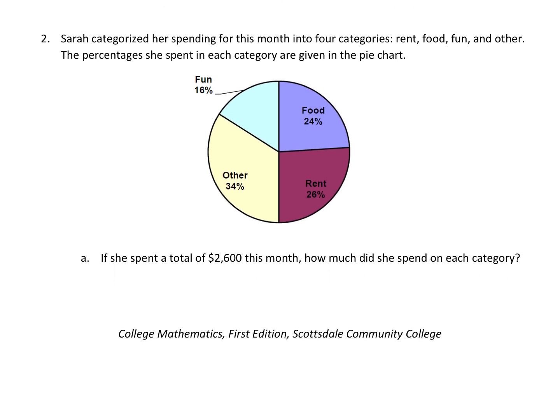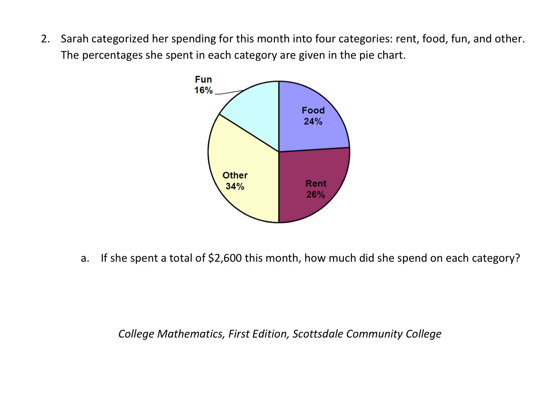The second common example is getting information from a pie chart. Sarah categorized her spending for this month into 4 categories: rent, food, fun, and other. The percentages she spent in each category are given in the pie chart. If she spent a total of $2,600 this month, how much did she spend on each category? So the percentages tell you the percent of the amount she spent.